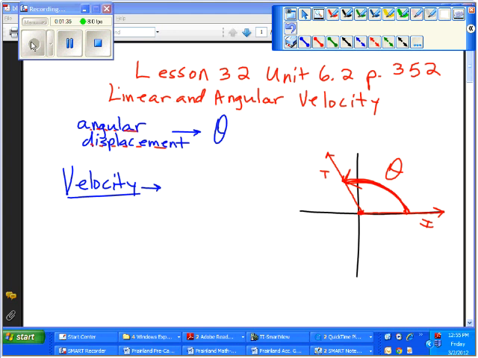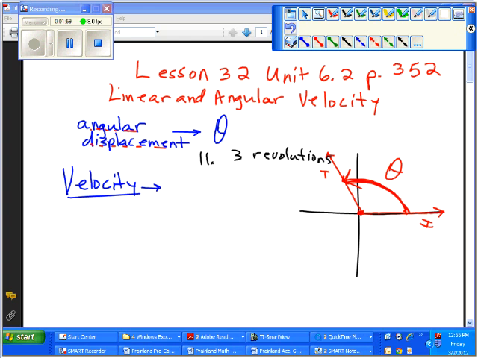Okay, so let's just do a couple of problems off of our worksheet. We'll just look at number 11 as it relates to this. Number 11 says that something made 3 revolutions, and we want to know what the angular displacement is.